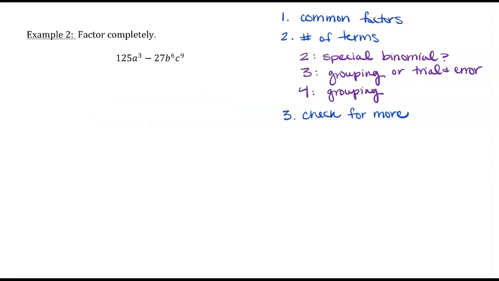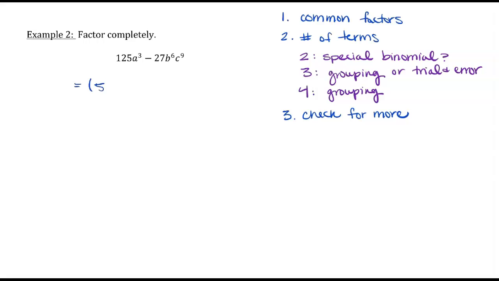Now let's look at another example. Here we have 125a cubed minus 27b to the 6th times c to the 9th. A quick check for common factors tells us that the greatest common factor is simply 1. This is a binomial, so we'll check and see if it's one of our special binomials. That's a difference of squares or the sum or difference of cubes. A little manipulation helps us see that this is the difference of 2 cubes.